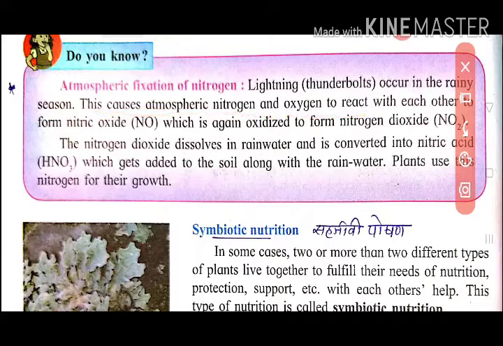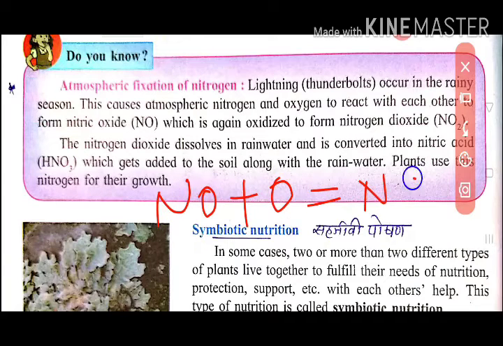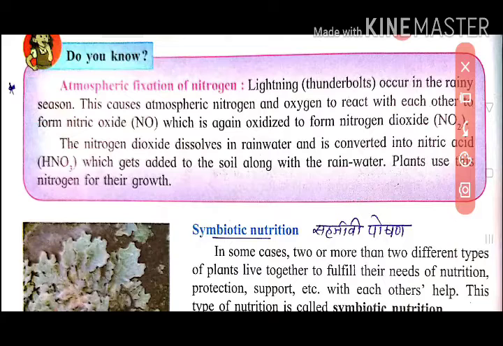At that time, what happens? Nitrogen and oxygen react with each other and produce nitric oxide. That nitric oxide again reacts with oxygen to produce nitrogen dioxide. Understand? These processes happen, and that nitrogen dioxide dissolves again in rainwater.